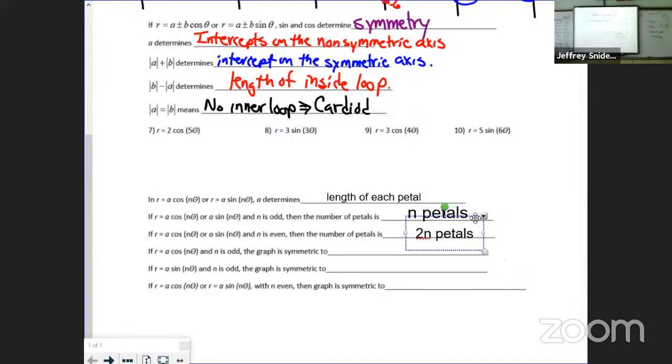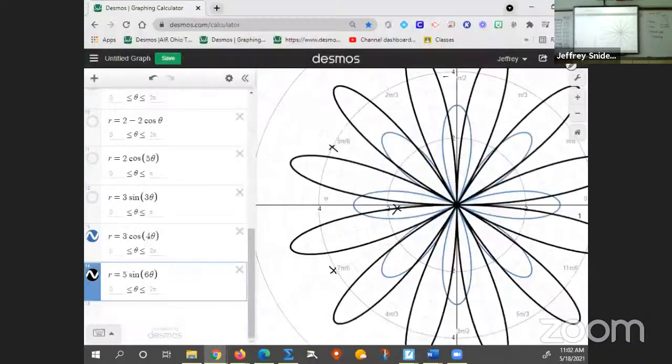All right. Okay, good. Here we go. Then it says symmetry. Okay, here we go. If r equals a cosine n theta and n is odd, so let's go back and look at this. And n is odd. So we're talking about the very first one. There we go. This guy right here.